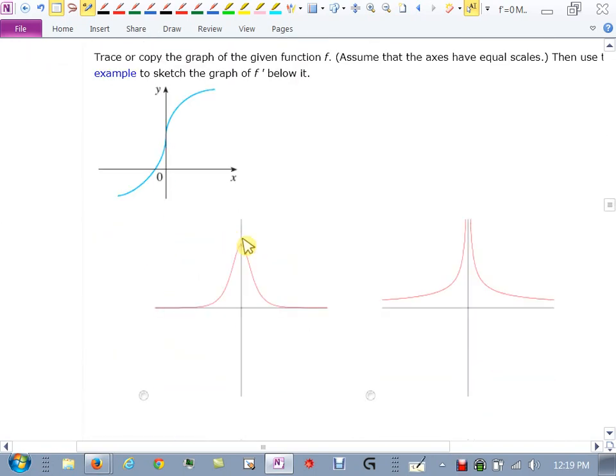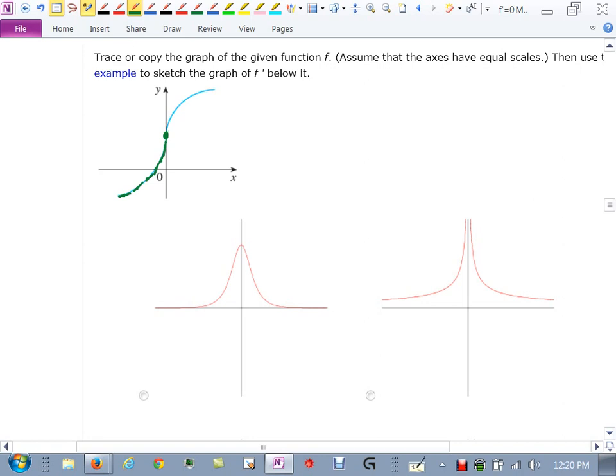All right, so what's happening here? This one's a little bit tricky. Notice as I move from left to right, I have a positive slope, then it's getting steeper and steeper and steeper and steeper. And remember, as I get to this point here, my derivative wants to become vertical. Remember, the slope of a vertical line is undefined.